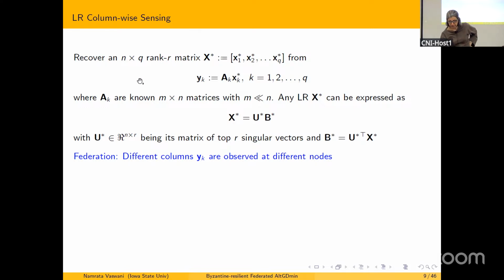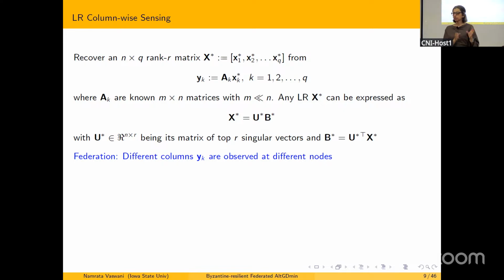The matrices A_k are known m cross n matrices. Obviously, the setting of interest is when m is much smaller than n. And again, I should point out any low rank matrix X star can be factored as U times B, where U, the inner dimension is r. So U is n cross r and B is r cross q.